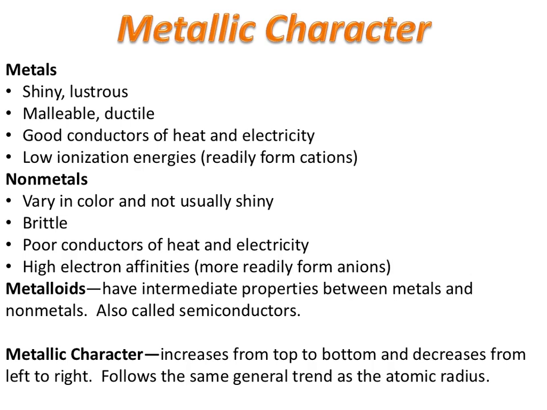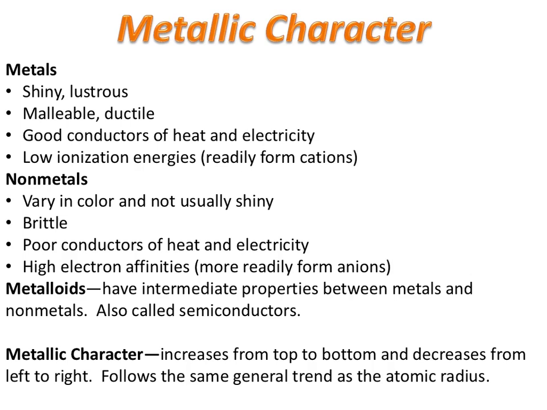The final trend we're going to look at is metallic character. But first, let's look at the metals, their characteristics. Metals are shiny, lustrous, malleable. That is, you can bend them, shape them. They're ductile. You can make them into wires. They conduct heat and electricity very well. And they tend to have low ionization energies, meaning that they readily form cations.